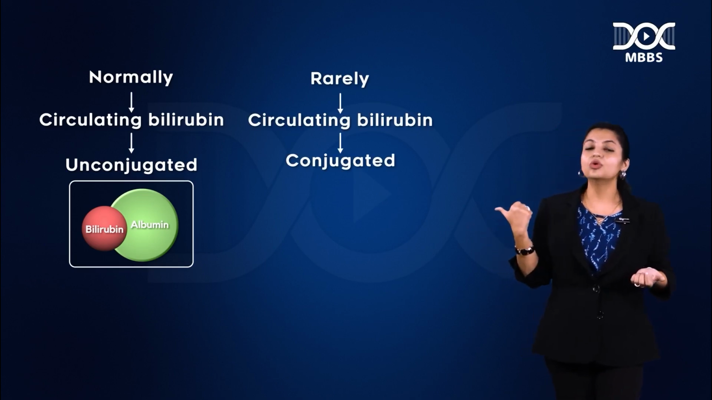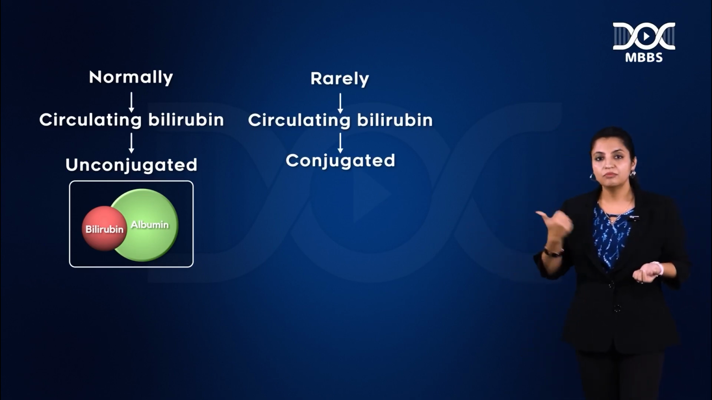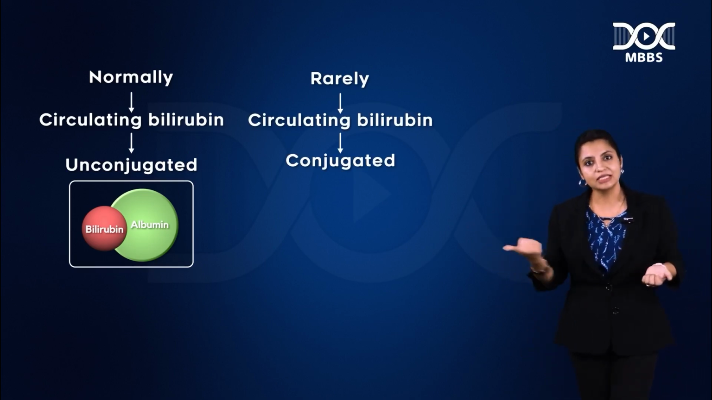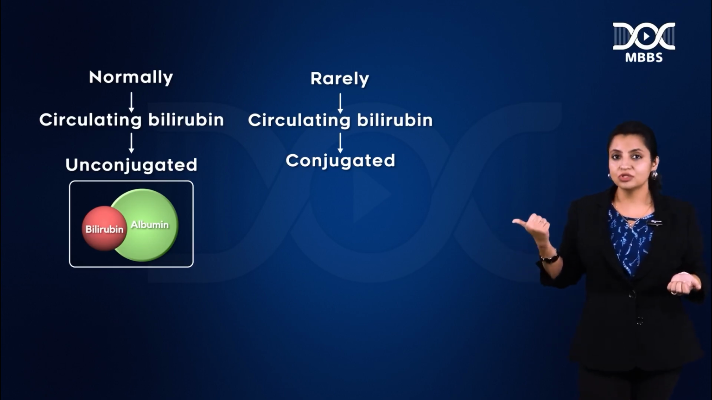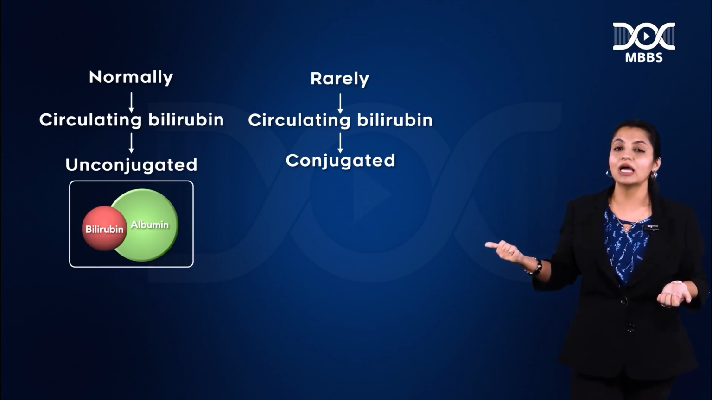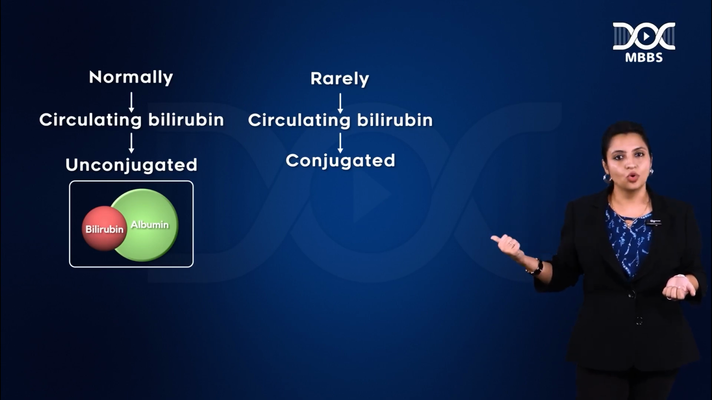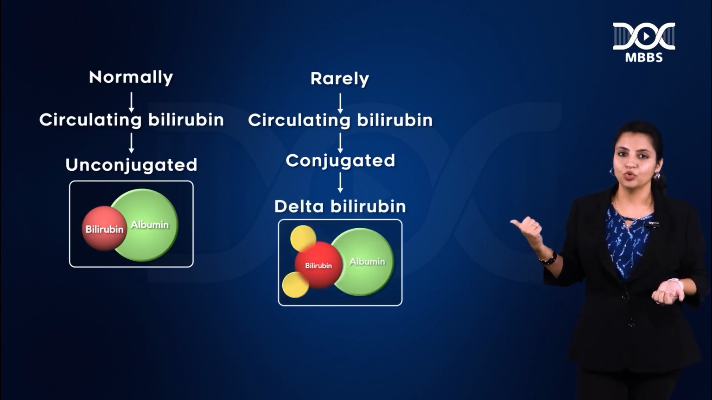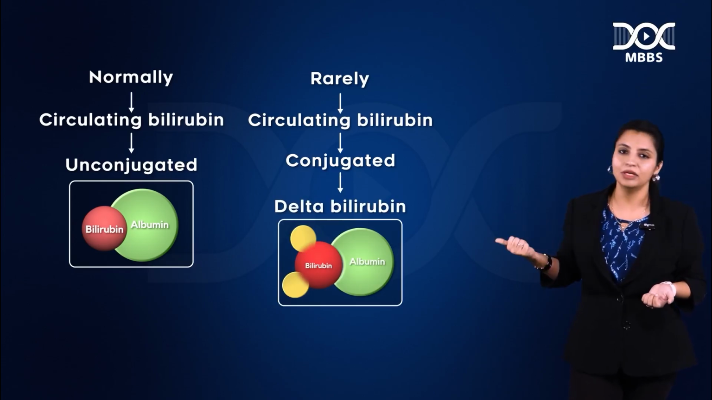Remember this point. This conjugated bilirubin which regurgitates back into the sinusoid and circulates with albumin is called delta bilirubin. What is this called? Delta bilirubin.